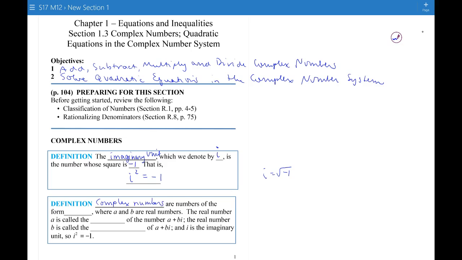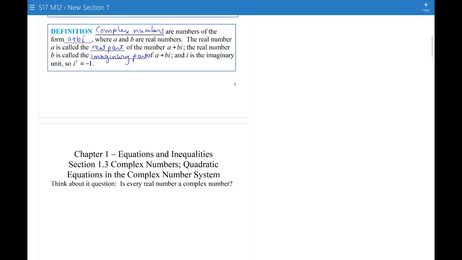So complex numbers are numbers of the form, and this form, again, is important, a plus bi, where the a and the b are real numbers, and the real number a is called, surprisingly, the real part of the number a plus bi, and the real number b is called the imaginary part of a plus bi. And i is the imaginary unit, as defined above.